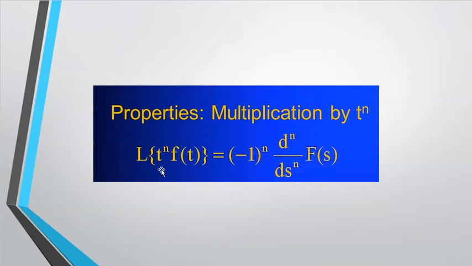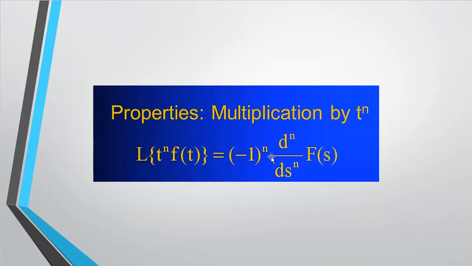If you want to find the derivative of f of t in the S domain, you just multiply it by s. It works also for higher levels of differentiation. So in the time domain, if you multiply your function by t to the power of n, in the S domain, your answer will become d to the power of n over ds to the n, which means the nth derivative of F of s. So this is also available in the Laplace table.